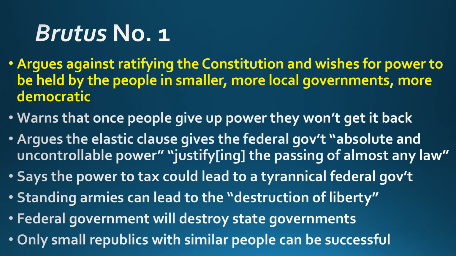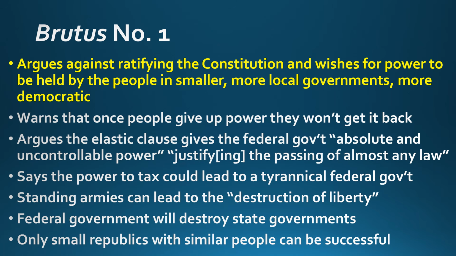He offers some warnings. He says that once people give up power to this new federal government, they'll never get it back. He also says he was particularly worried about Article 1, Section 8, the necessary and proper clause, aka the elastic clause. He says this gives the federal government, quote, absolute and uncontrollable power, justifying the passing of almost any law. He is absolutely right that it has expanded federal power tremendously.